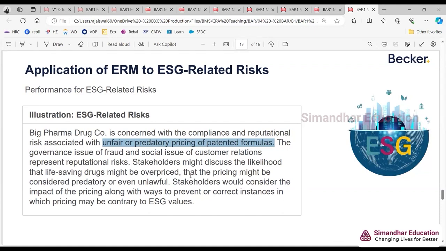There was a huge hue and cry in the market: what the hell are they doing? It's a life-saving drug, and they have priced it so high that people may die without that medicine, correct? The owner simply said that this is the value he sees in this product, and he is going to value it at this. So what do you think? Is the new owner thinking about this ESG or not? Correct, definitely they are not thinking about this, which should not be the case.